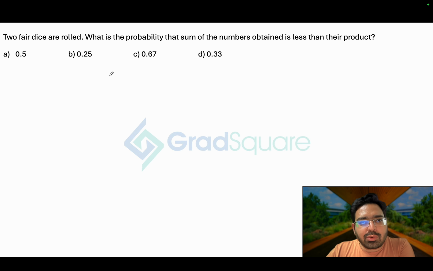Two fair dice are rolled. What is the probability that the sum of the numbers obtained is less than their product? So what do we want? We want the sum to be lesser than the product. That's what the question is, correct?